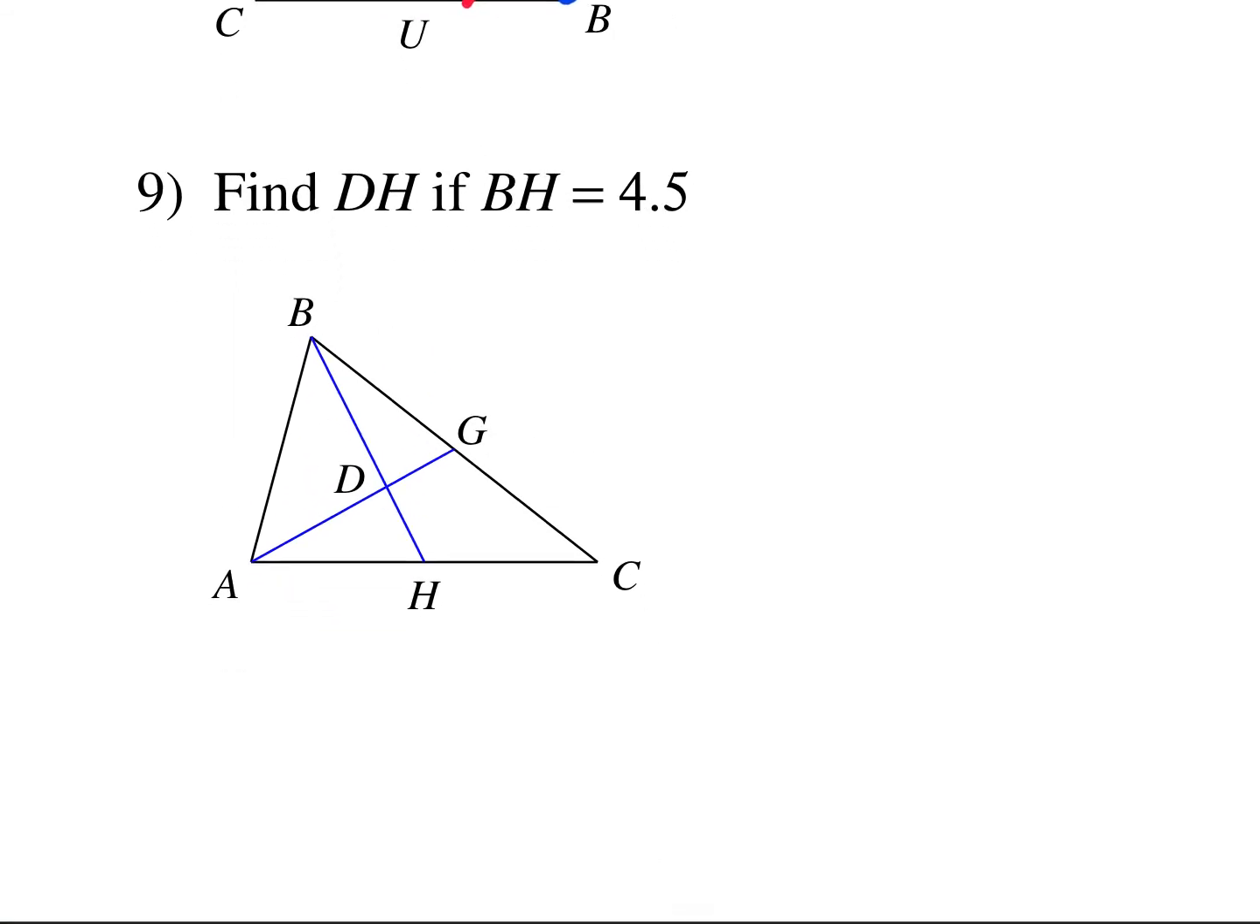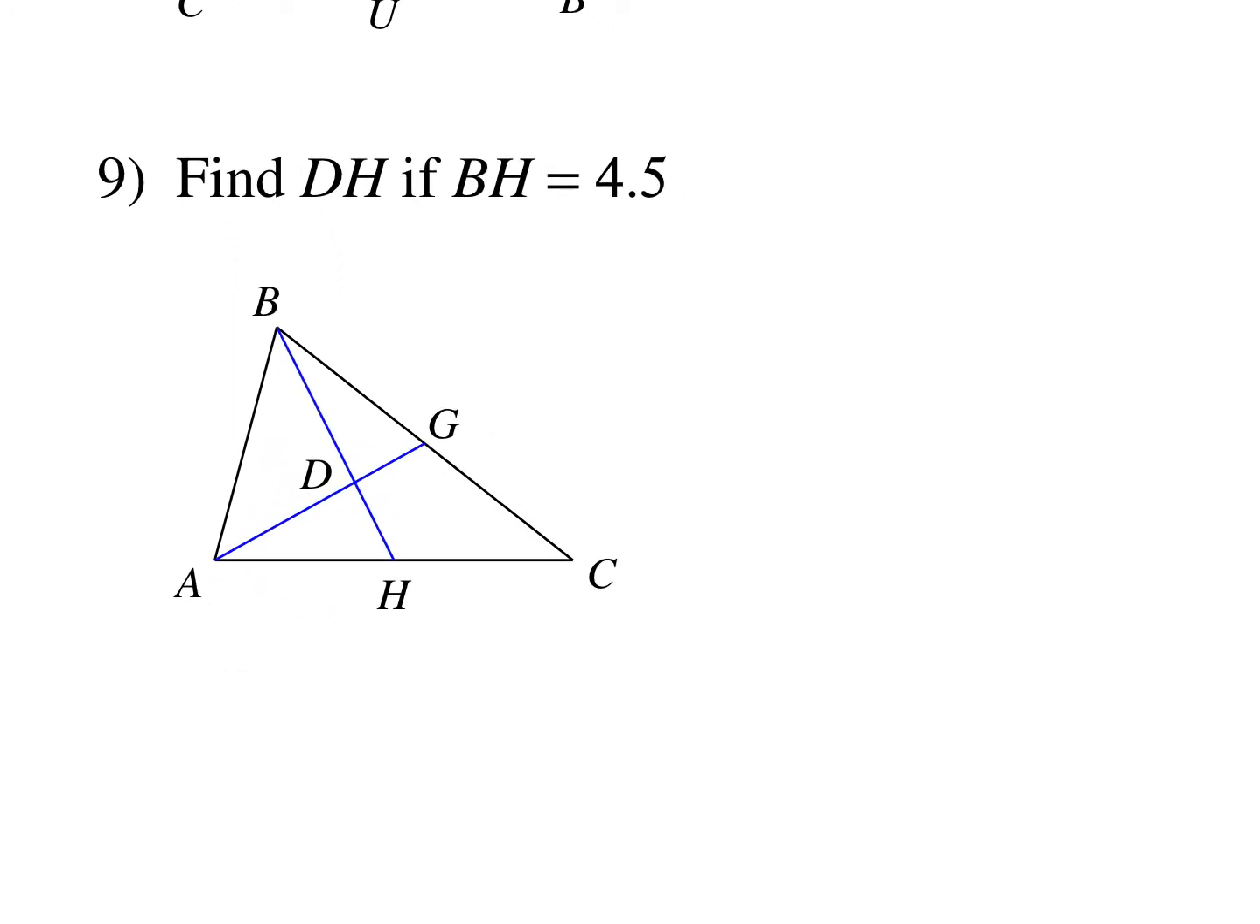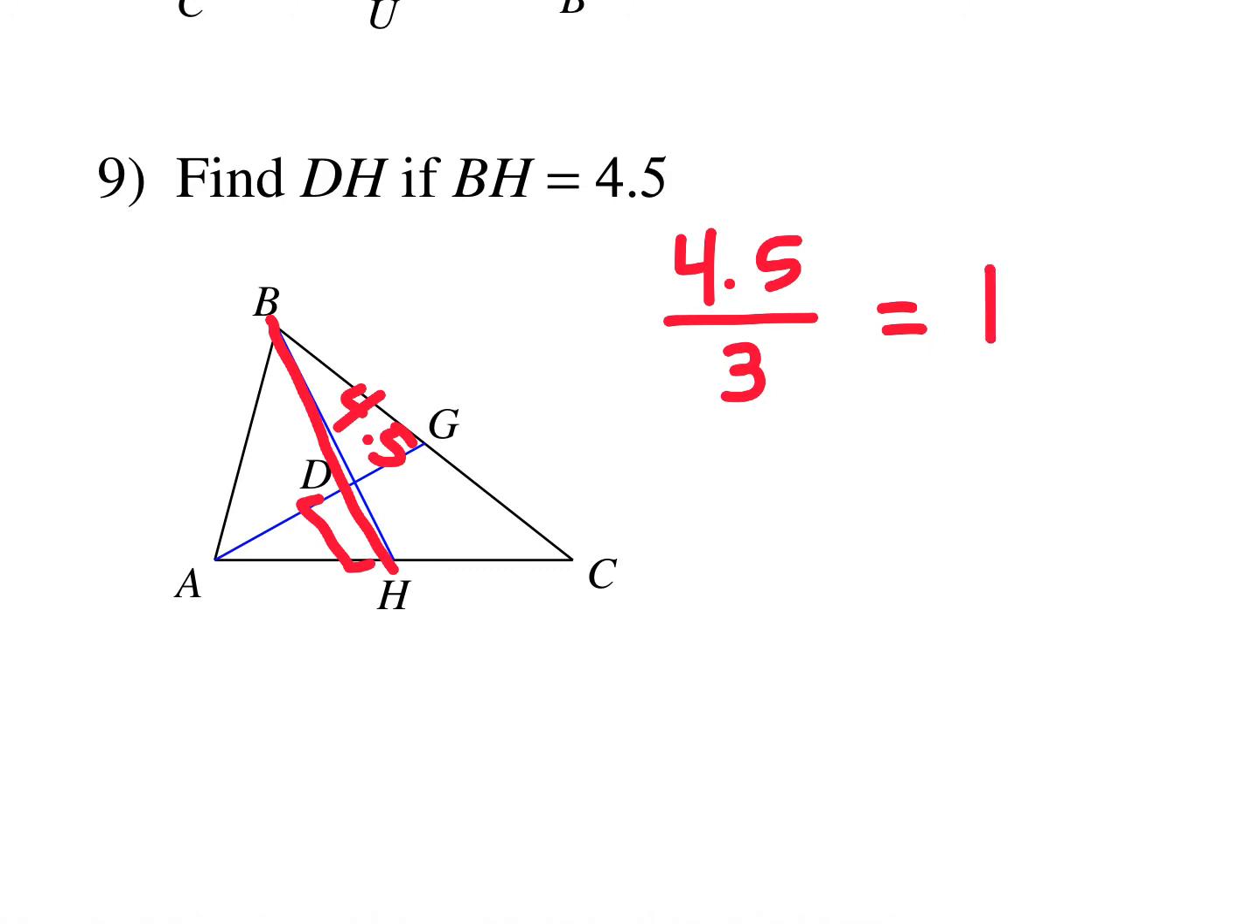Number 9. Find DH if BH is 4.5. Okay, so BH, the entire thing, is 4.5. Now they want us to find DH. So like I said before, medians are always divided into 3 equal parts. So I'm going to start by dividing by 3. And that gives me 1.5.